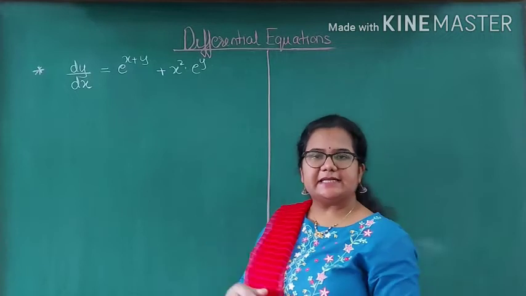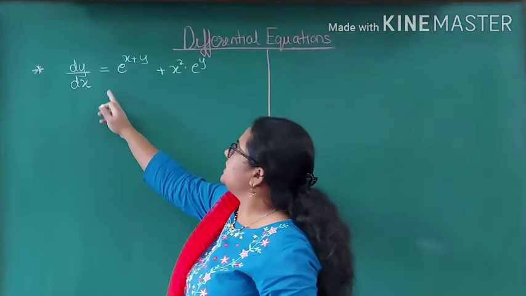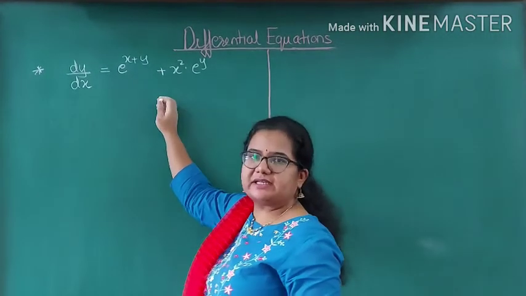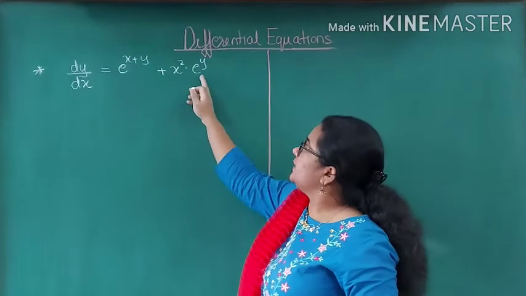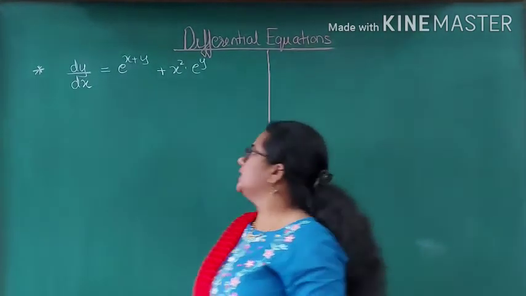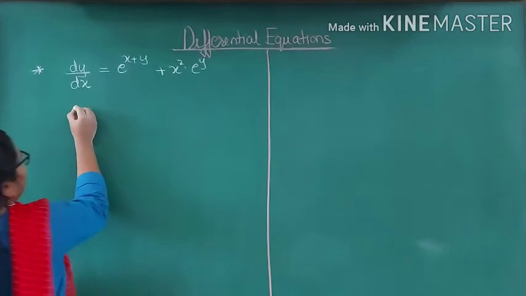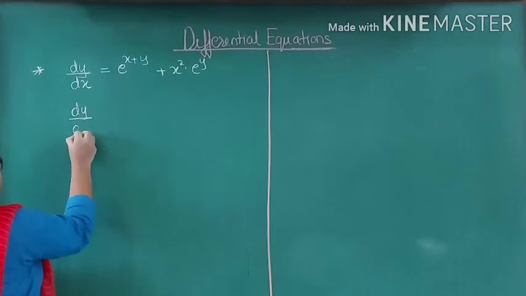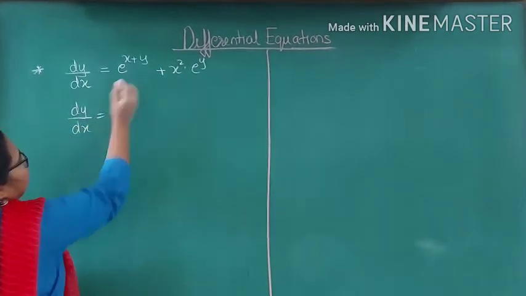Now let us see the next example. dy by dx is equal to e raised to x plus y plus x square into e raised to y. So here what we are going to do is, dy by dx is equal to, here I will use the law of indices.